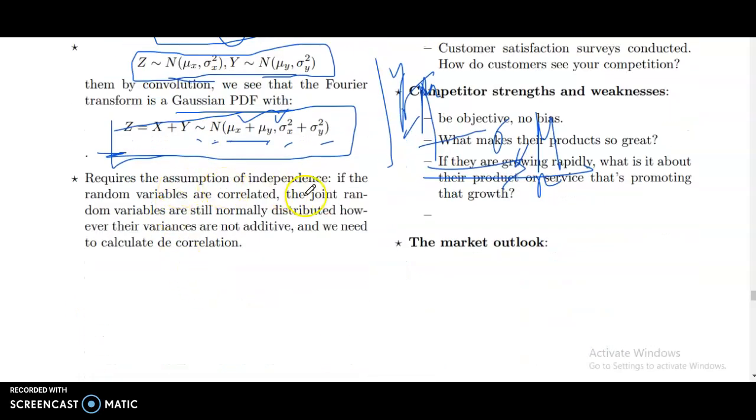It requires the assumption of independence. If the random variables are correlated, the joint random variables are still normally distributed. However, their variances are not additive, and we need to calculate the correlation.